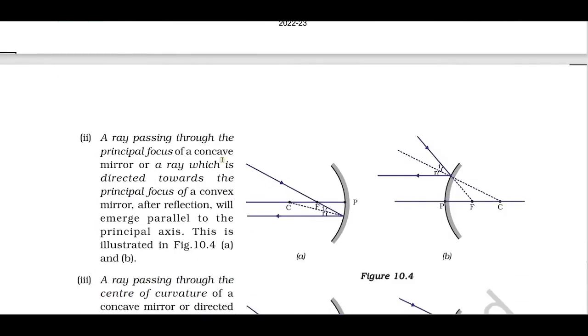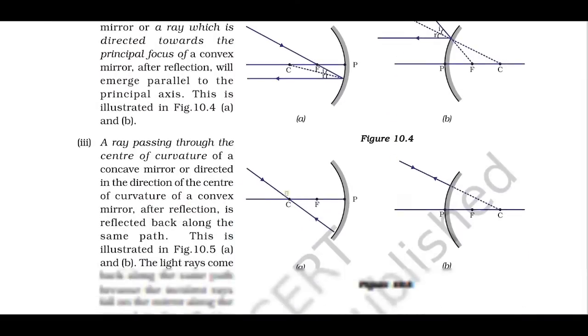The second rule is, if a ray is passing through the principal focus, after reflection it will be parallel to the principal axis. It is the same in case of a convex mirror also. If a ray is passing through the center of curvature of a concave mirror, what happens? After reflection, without any deviation, it traces the same path.